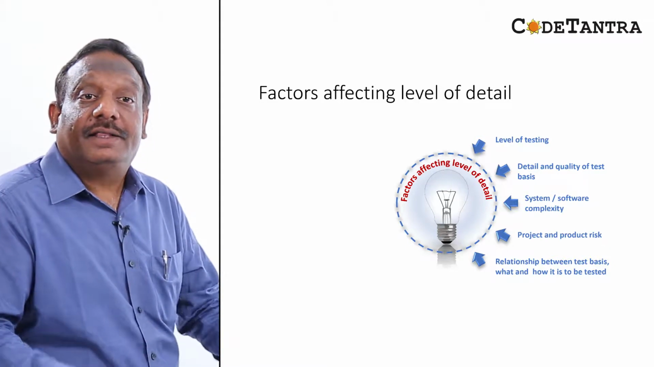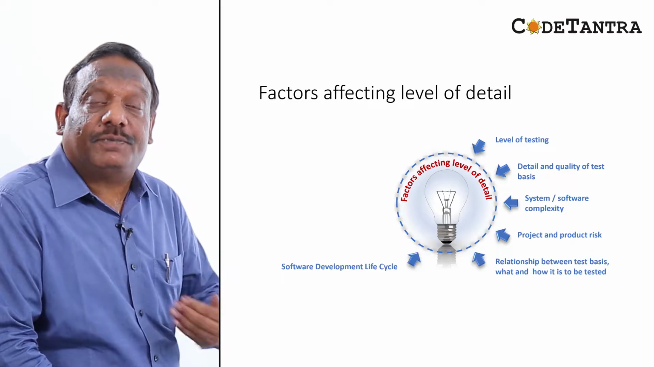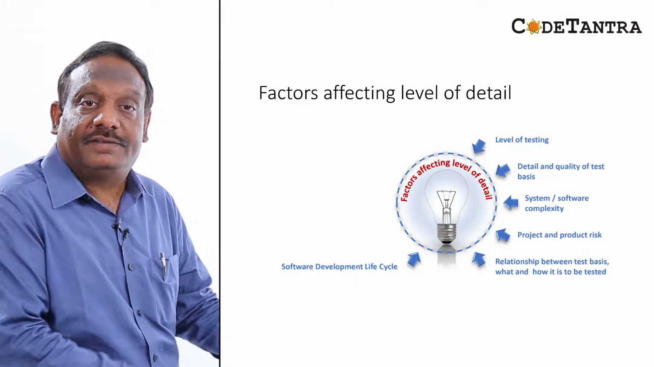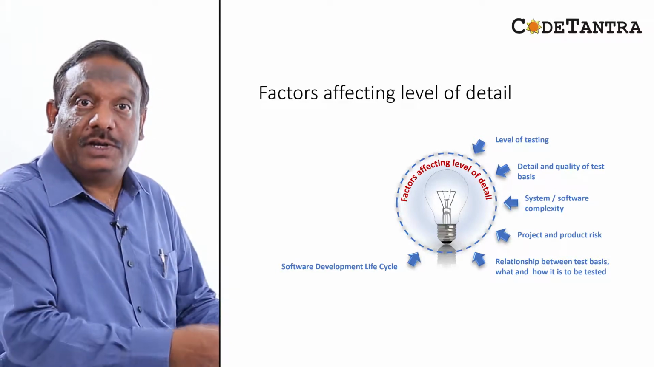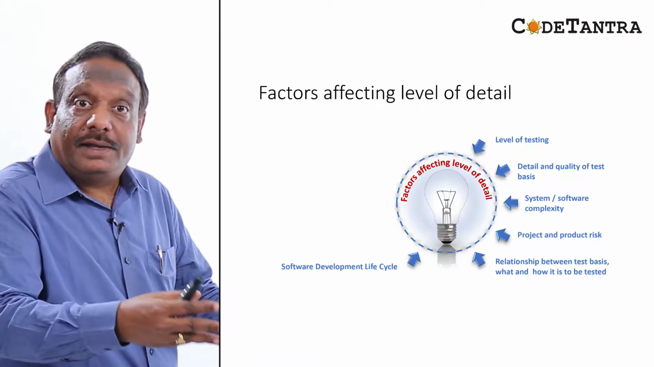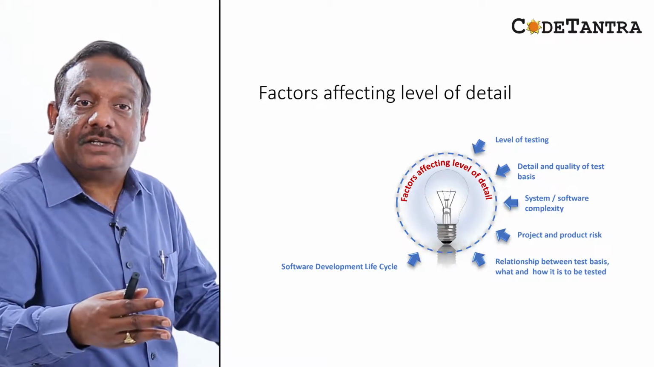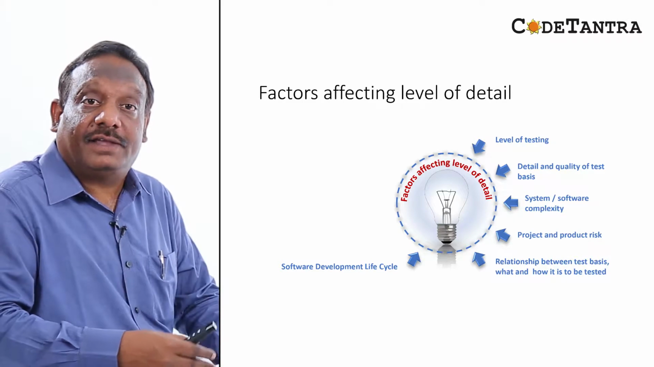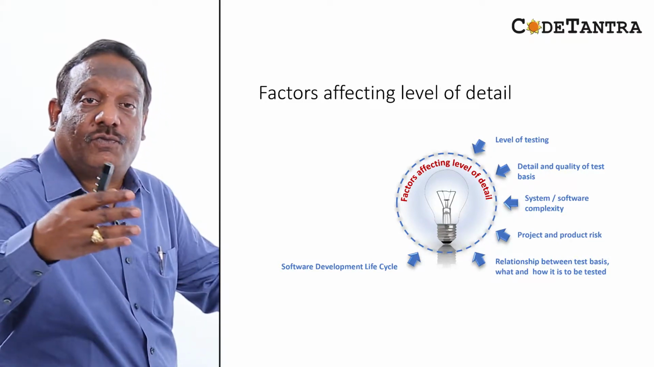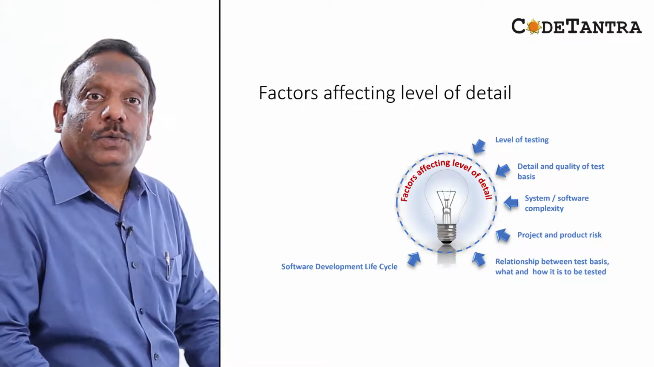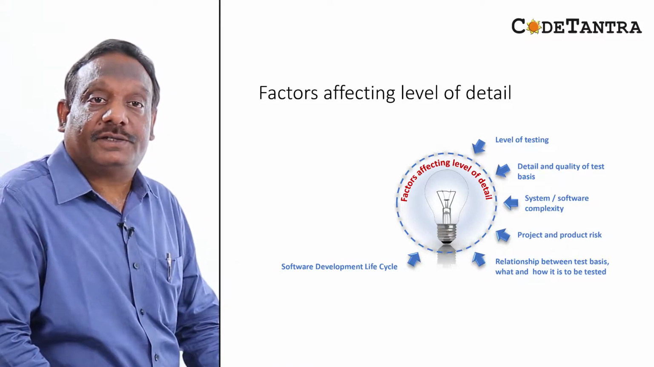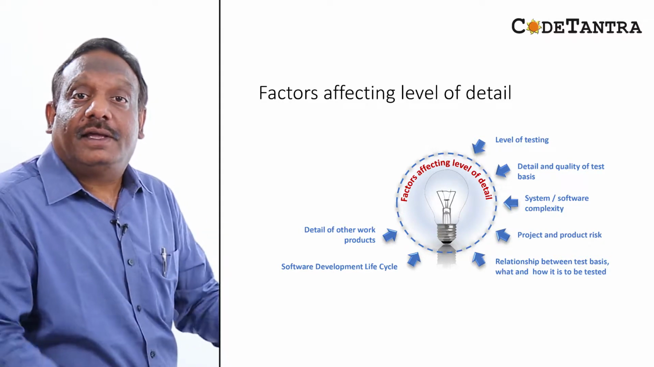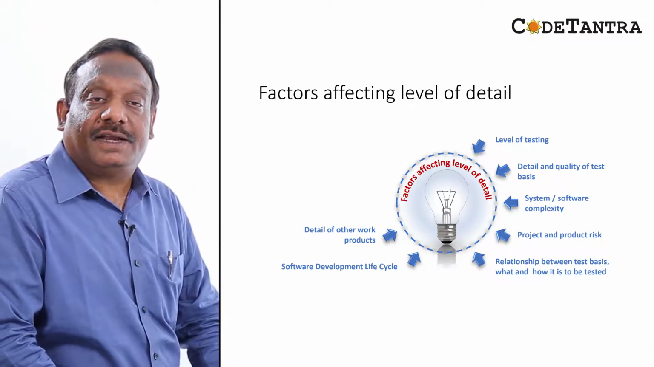The fifth point is the relationship between test basis, what is to be tested and how it is to be tested. And the sixth point is the type of software development life cycle that you are using. If it is an agile process, you will not have time, and more informal documentation will be created, so you will create a lower level of detail. Whereas if you are doing a waterfall kind of model, maybe you will do higher level detailed documentation. Then the detail of other work products can also affect the level of detail of your test analysis activity.